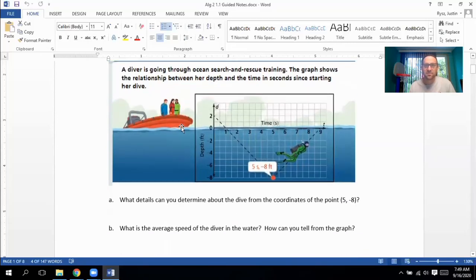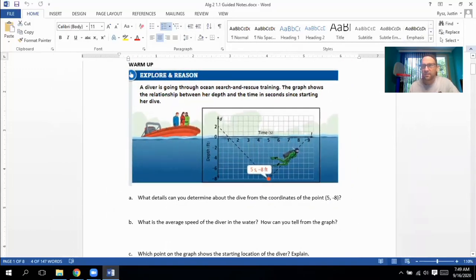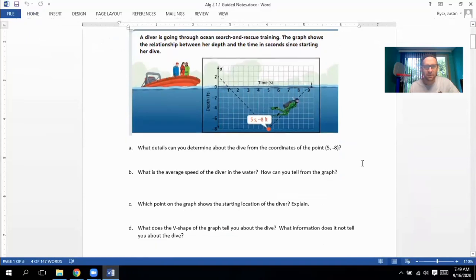Okay, so let's get this started with the warm-up. I'm going to zoom this out a little bit. All right, here we go. That should be good enough for us. Okay, so let's go through this.